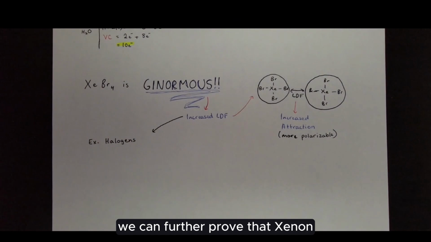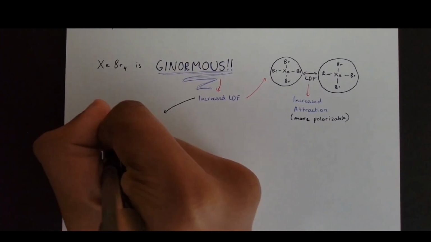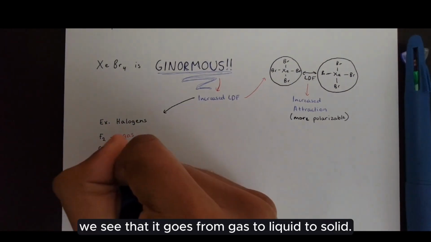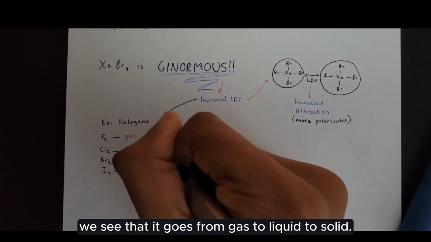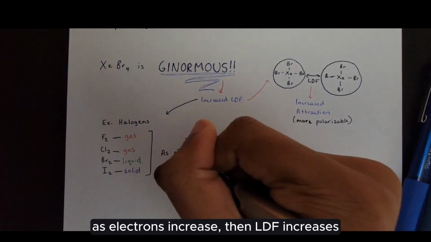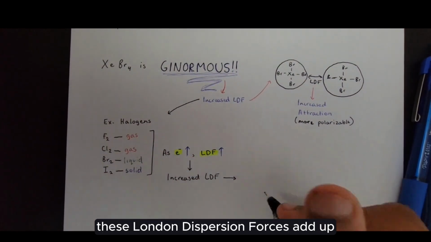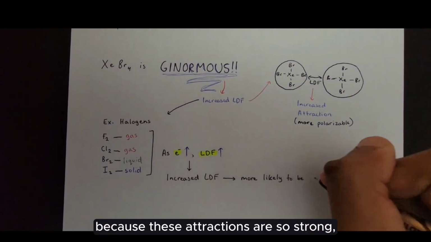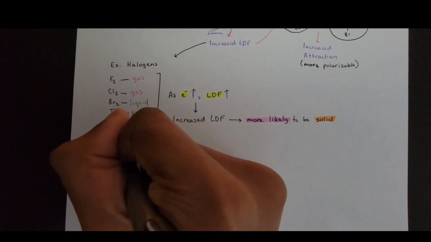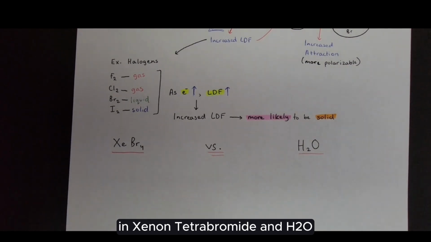We can further prove that xenon tetrabromide is a solid because when we look at the halogens, and we go down the group of fluorine, chlorine, bromine, and iodine, we see that it goes from gas to liquid to solid. The general pattern that we see is that as electrons increase, then LDF increases, and altogether in xenon tetrabromide, these London dispersion forces add up, and we can predict that because these attractions are so strong, it's actually very likely to be a solid.